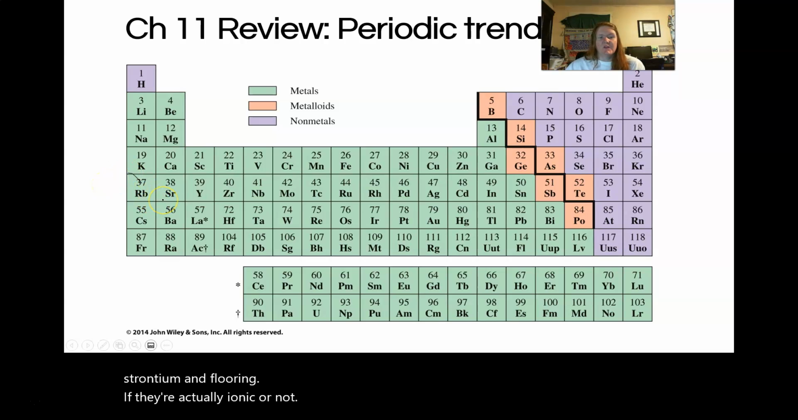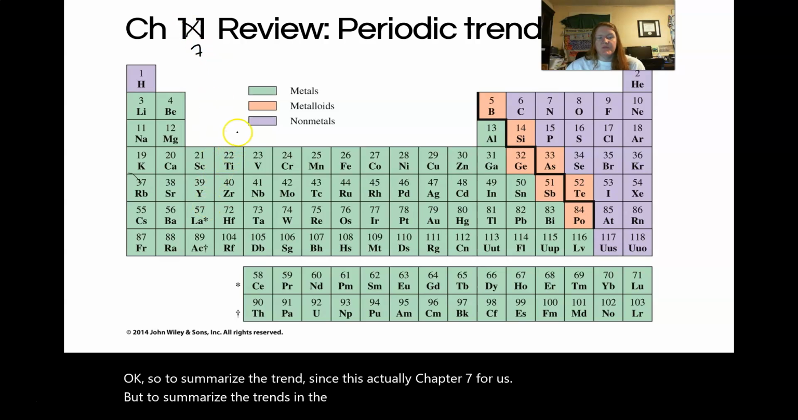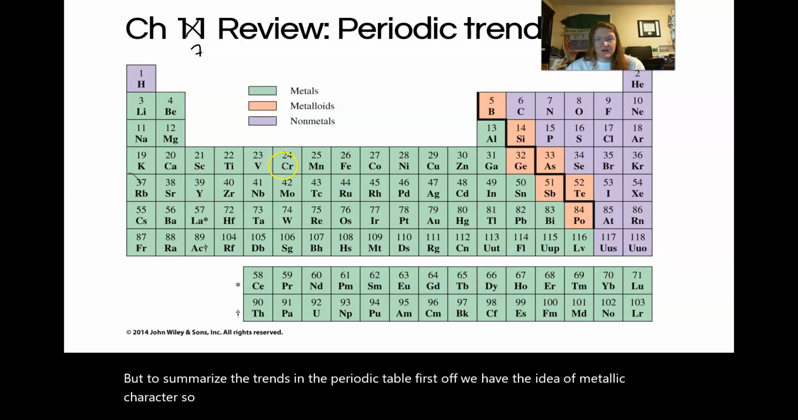Okay, so to summarize the trends, this is actually chapter 7 for us, but to summarize the trends in the periodic table, first off, we have the idea of metallic character. So again, that means ductile, conductive, malleable. You can form it into wires or sheets, etc. That's what makes something a metal, shiny.